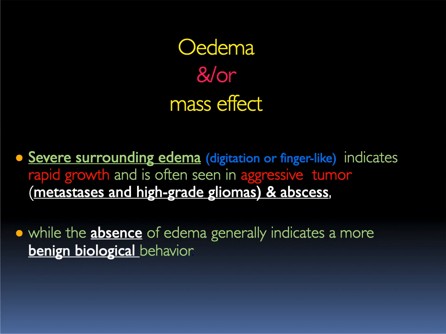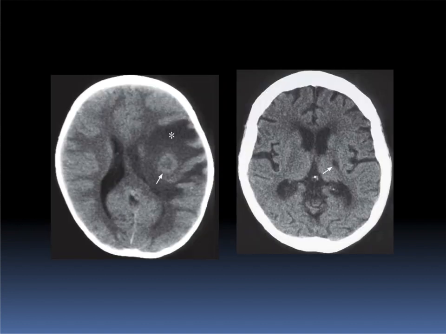It's also important that absence of edema is more in keeping with benign lesions or even low-grade brain tumors. For example, on your left, the lesion is hypodense with no edema, in keeping with a low-grade brain tumor. On your right side, a hypodense lesion with edema could be, for example, an infarction.